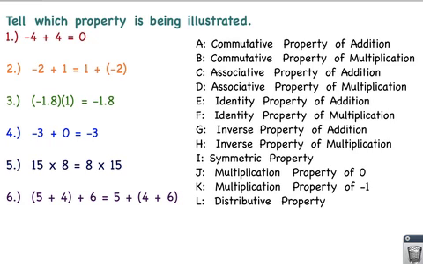Number 1. Negative 4 plus 4 equals 0. In this example, I'm adding a number and its opposite, or additive inverse. So this is an example of the inverse property of addition, G.